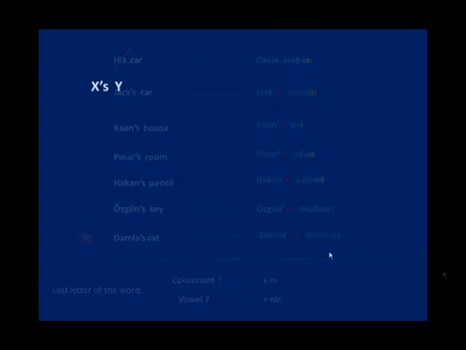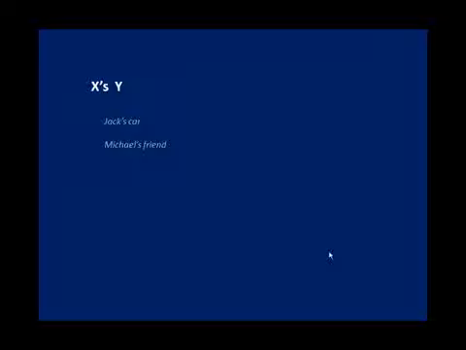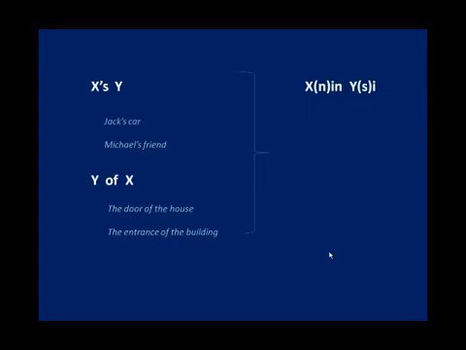One more thing. In English, we can say X's Y, like Jack's car, Michael's friend, especially for people, for living animals, living things, sorry. Or Y of X, the reverse, where the possessed thing comes first, like the door of the house, the entrance of the building, etc. In Turkish, however, we do all these with one formula, which is X(n)in, Y(s)i. The letters in parentheses, use them if necessary.